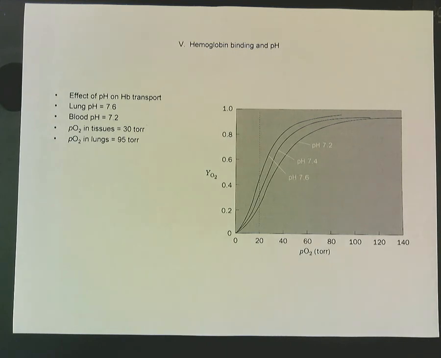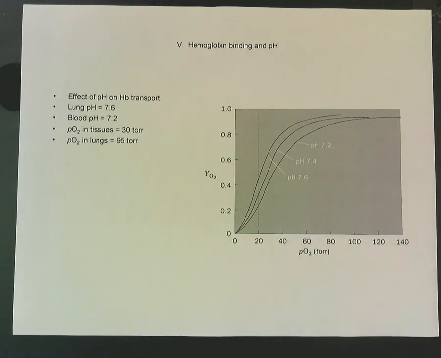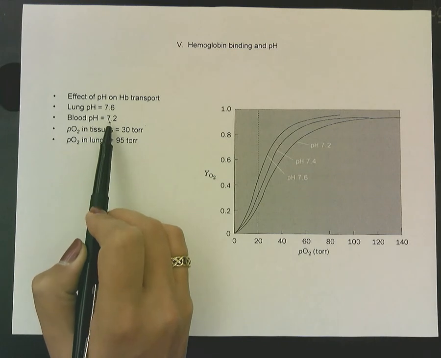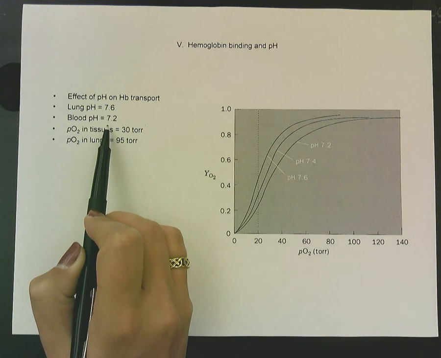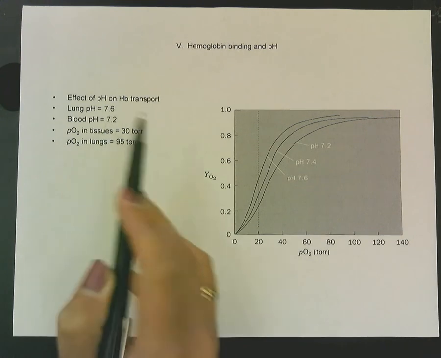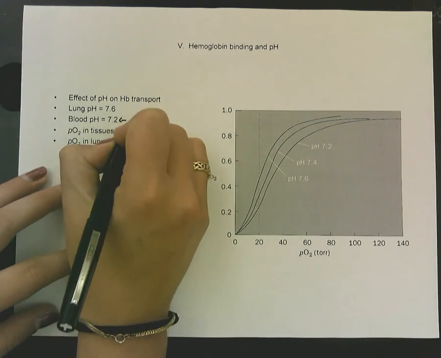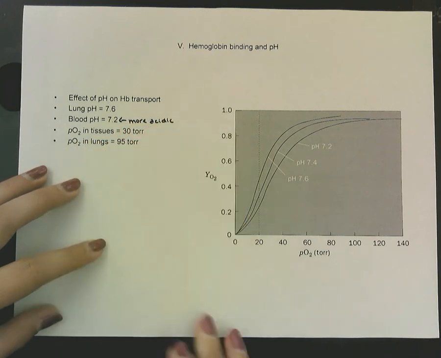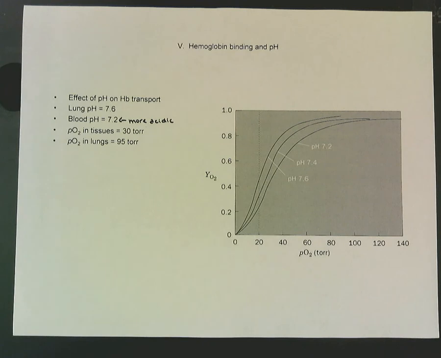So, the effect of pH on hemoglobin transport. As a fun fact, it turns out that the pH in your lungs is 7.6, and the pH in your blood is about 7.2. So which one of those two is more acidic? Okay, so the blood pH is more acidic, comparatively.